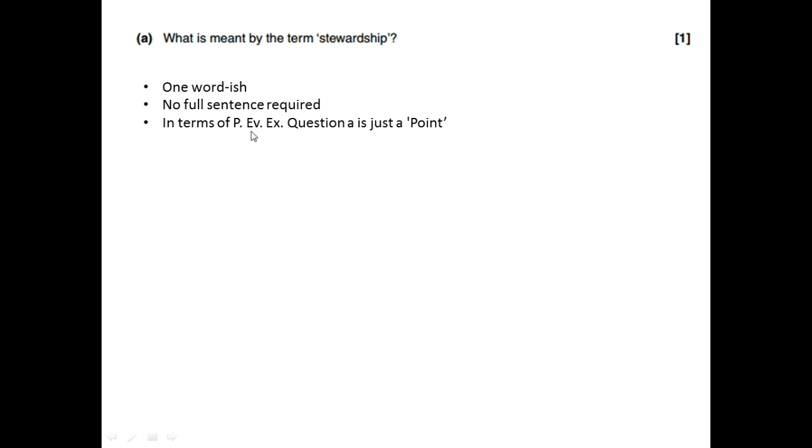And in terms of the point, evidence, explain structure, question A is just point. Do not explain or give evidence for what is meant by the term stewardship. So if we're going to answer this question, it'll be just a simple answer like this: the behaviour to look after everything that's around you. That is a decent, solid, easy 1 mark answer for what is meant by the term stewardship.